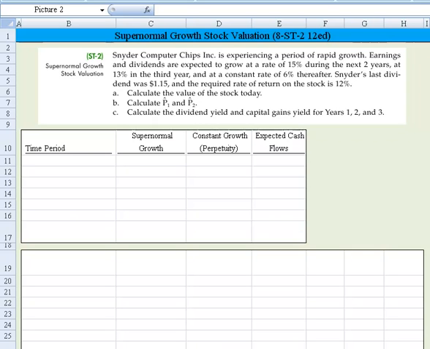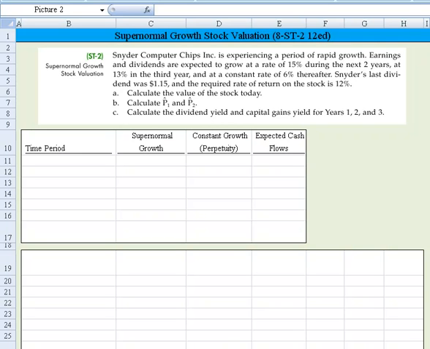Hi everyone. Let's go over this supernormal growth stock valuation problem. It's self-test problem 8 in the 12th edition. Okay, we're dealing with Snyder Computer Chips, and they're experiencing a period of rapid growth.